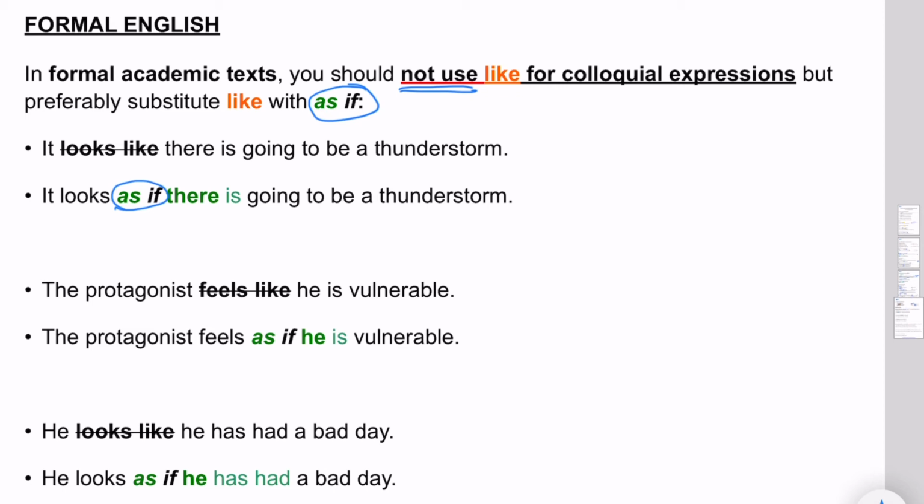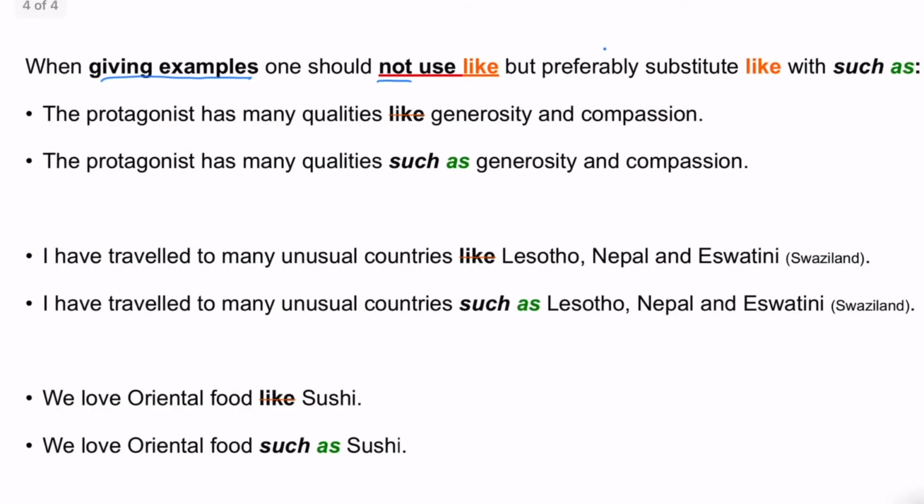Or the protagonist feels like he's vulnerable. You can't say that. You should say, the protagonist feels as if he's vulnerable. He looks like he has had a bad day. Looks as if he's had a bad day. They are perfectly good expressions in colloquial English, in spoken English, but not good for English which is formal, such as in academic texts.